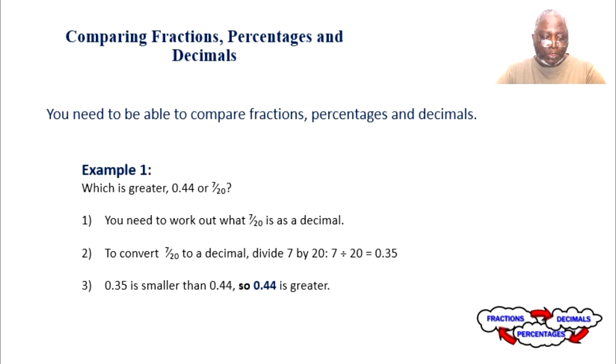Example 1. Which is greater, 0.44 or 7/20? What would you do? You need to write out what 7/20 is as a decimal. So you divide. 7 divided by 20 is 0.35. Now it's in a state where you can compare the two. So 0.35 is smaller than 0.44. Therefore, 0.44 is greater, to answer your question.